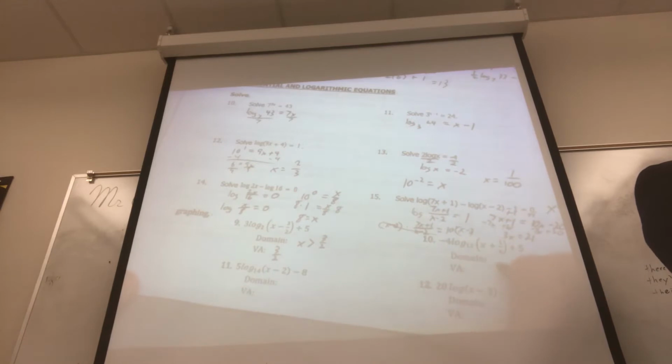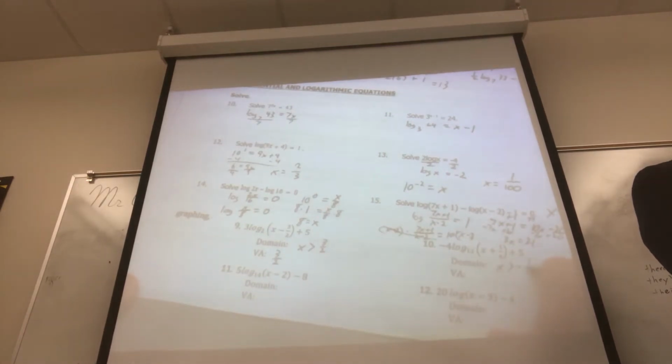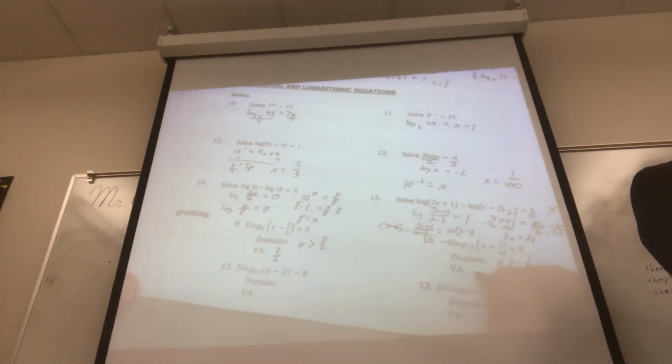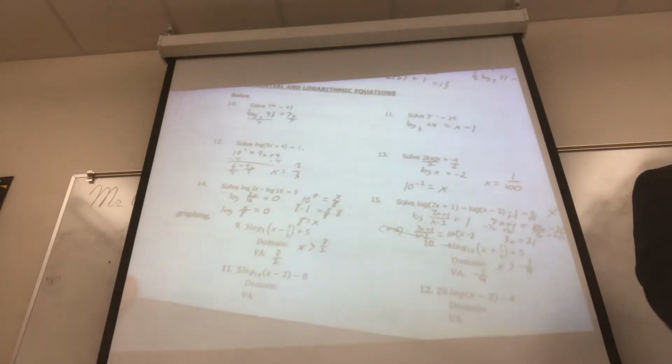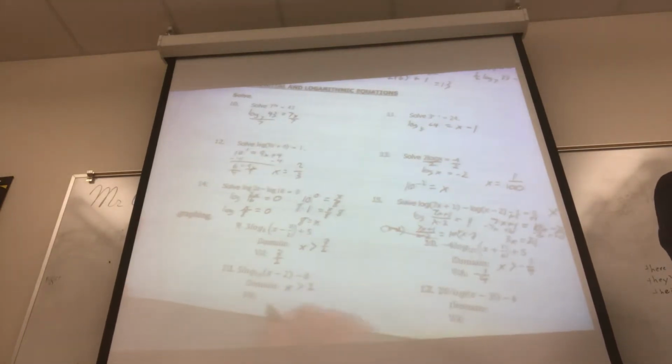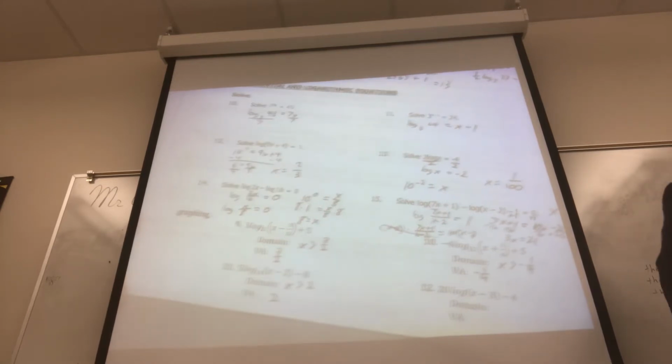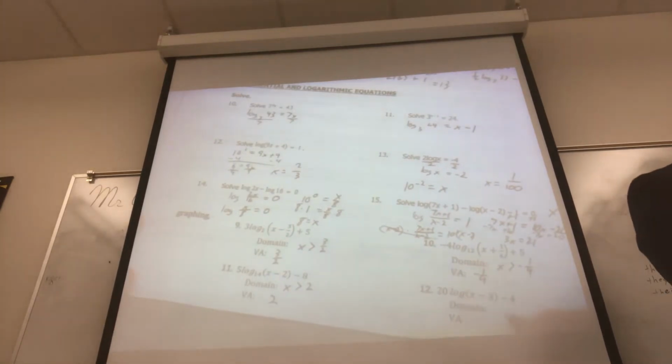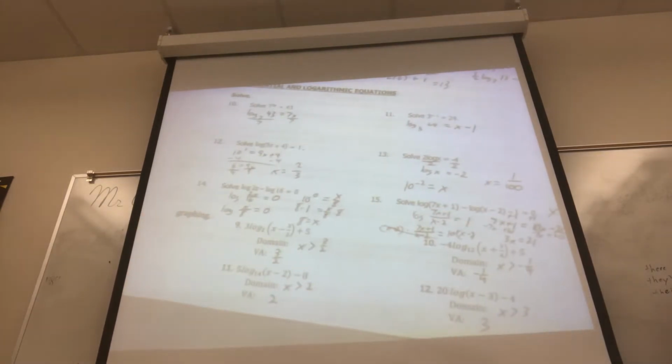On this one, x is greater than -1/4. My vertical asymptote is -1/4. On this one, x is greater than 2. My vertical asymptote is 2. On this one, x is greater than 3, and my vertical asymptote is 3.